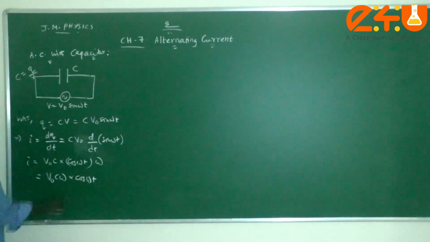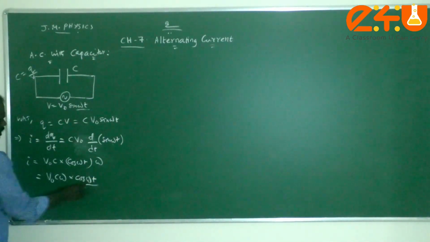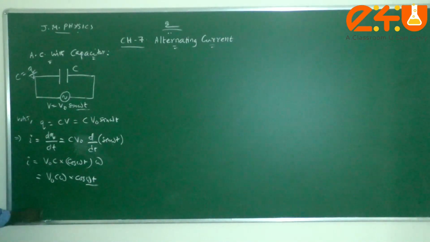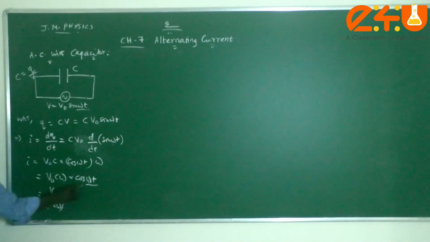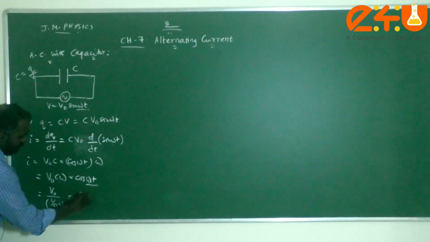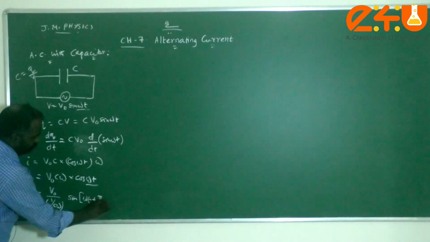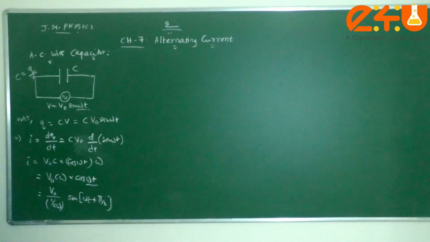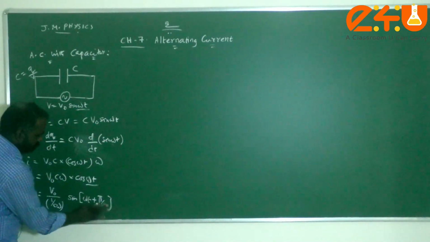In order to compare the phase differences, I am converting cos in terms of sine. Moreover, I can do a small modification here: V naught divided by 1 by C omega. Cos omega t can be written as sine of 90 plus theta, that is sine of omega t plus pi by 2.